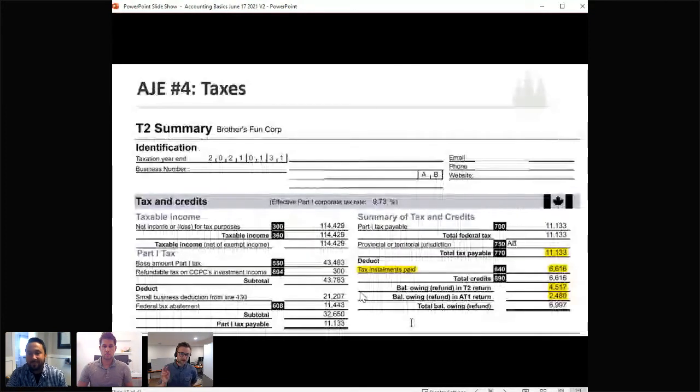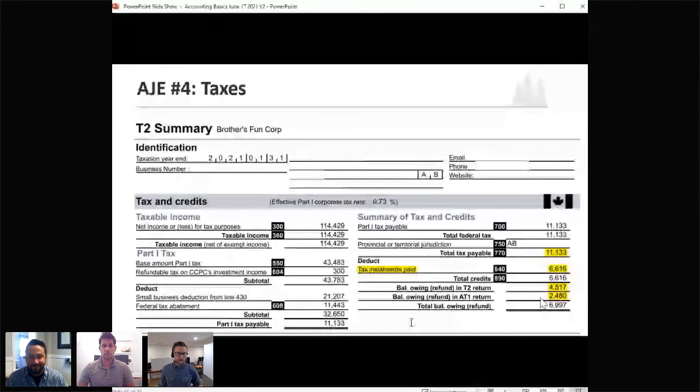So this is the T2 summary from the tax software we use. It gets generated and summarizes everything we've done in the tax return. We put in the full income statement, and then this is the net income and then there's the taxable income. There are no adjustments there. Sometimes these are different. But federal tax owing is 11,133. What's not showing on this is the Alberta income tax owing, which is the 2480.